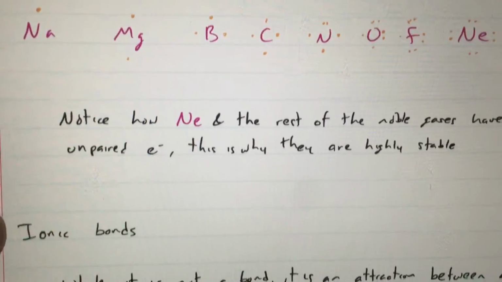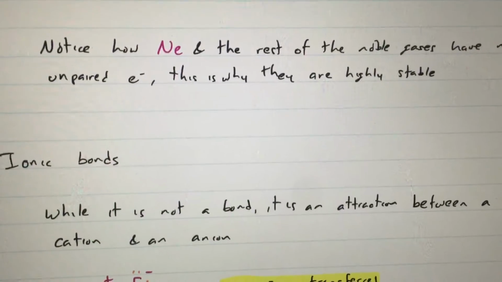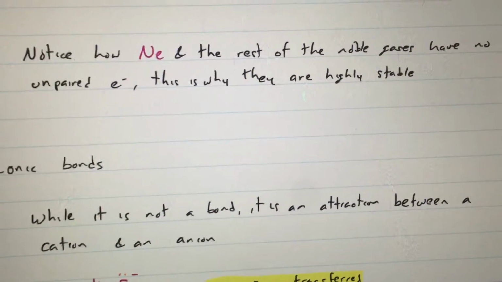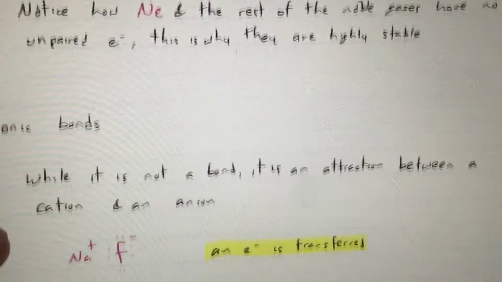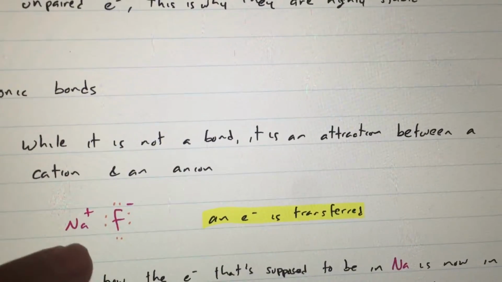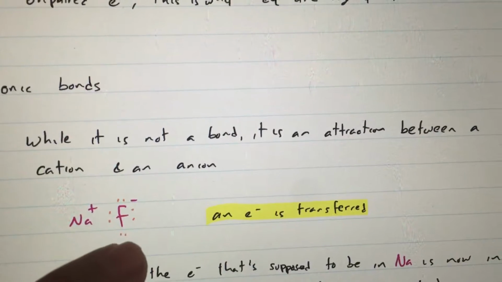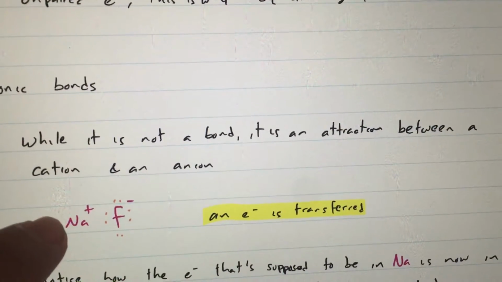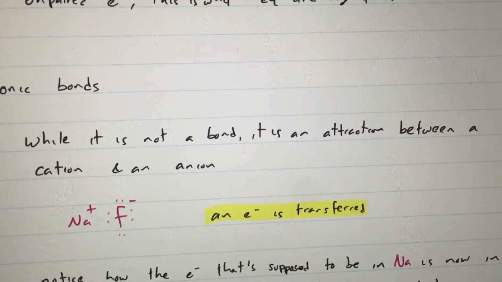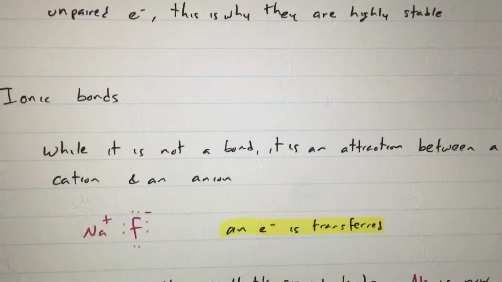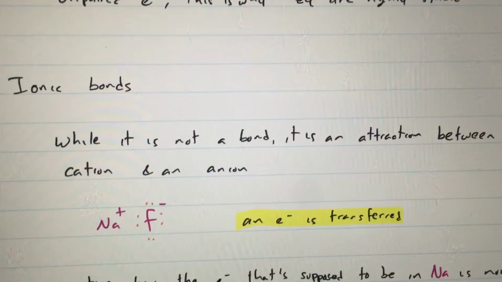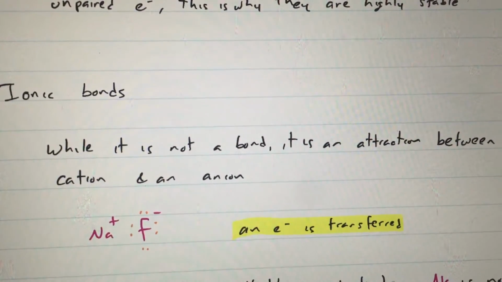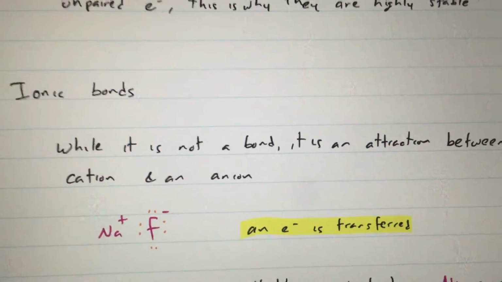Ionic bonds. So an ionic bond is a bond between a metal and a nonmetal, or a cation and an anion. And it's not necessarily a bond. It is an attraction between the cation, the positively charged element, and an anion, the negatively charged element. Notice how the electron that's supposed to be in sodium got transferred to the fluorine. Correct? If you remember from your periodic trends, this is exactly what happens. And now that one is positive and one is negative, they have an attraction between them.